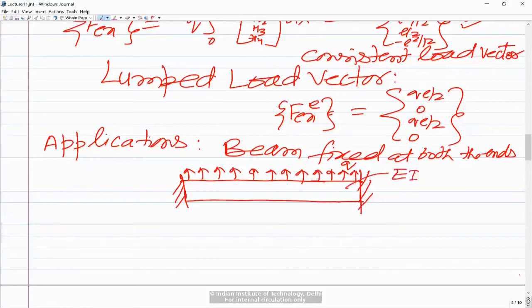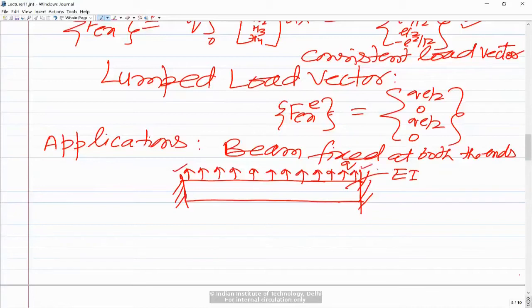So I'm assuming that it is constant within each element. Now one thing is how many elements to use to discretize this. Now you have to divide this whole beam into a number of elements. The number of elements could be just one, but if you take one element, then because it is fixed, this end v and theta, v and dv by dx, are going to be 0. This end also, v and dv by dx would be 0.